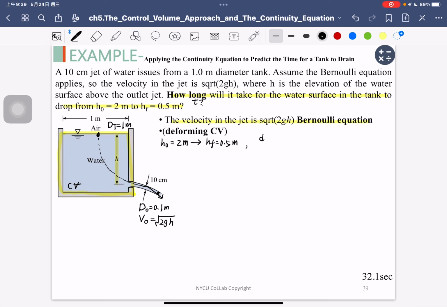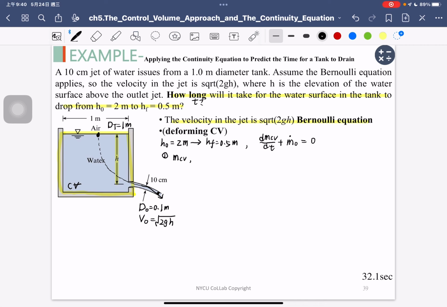But here, we know that we have dm_CV/dt, and we only have one outflow and no inflow. So the outflow rate plus dm_CV/dt will equal 0. Based on the continuity equation, we know the relationship follows this formula. That indicates that first we should understand what m_CV is. How large is m_CV?